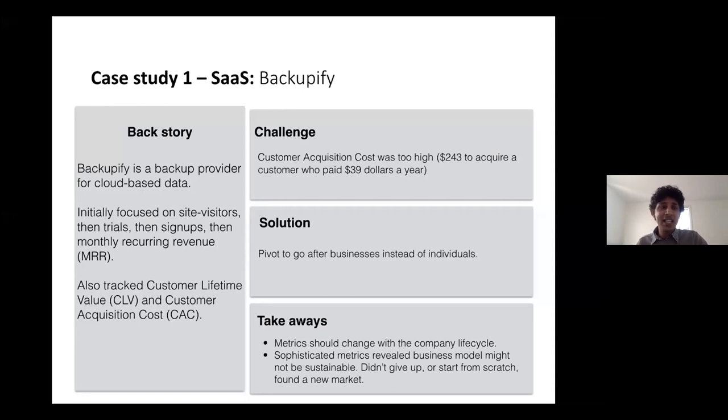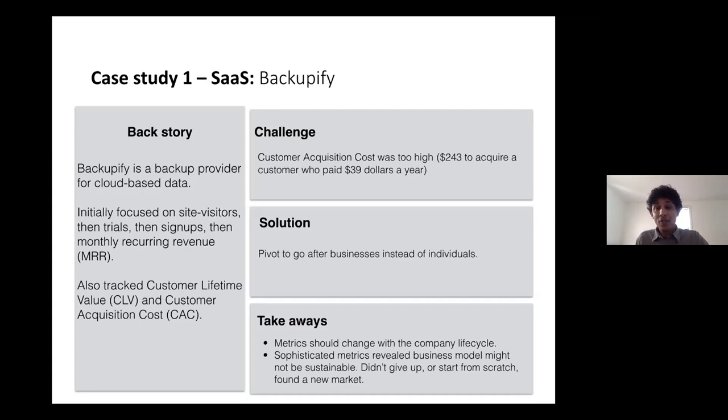And the second thing that we learn is when you get to more sophisticated metrics, you might find out that your model is actually not sustainable. That's also data-driven, because your data is showing that your model is not sustainable. But at that point, you can try to continue to optimize customer acquisition cost and keep going and keep trying to optimize. Or you can be data informed and step back and say, you know what, I have to pivot. And in this case, that's what Backupify did. So they stepped back, they looked at the business, and they realized that they need to go for a new market.